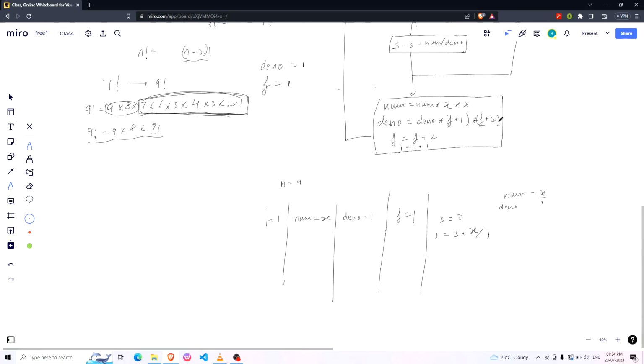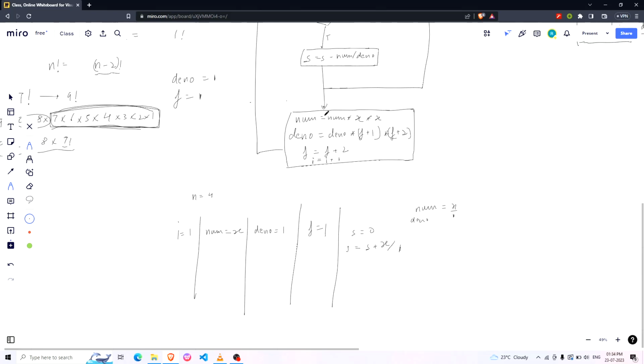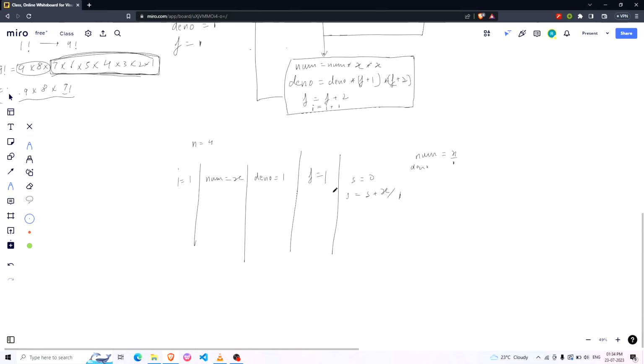And after that what we will do, after adding the answer we need to multiply numerator with x into x. So numerator will become x square, x cube after this, because we are multiplying x 2 times. And denominator, what will denominator become? F was 1 and denominator was also 1, so we are multiplying denominator with f plus 1 and f plus 2, so denominator was 1, so it will become 1 into f plus 1 into f plus 2. F plus 1 is 2 and f plus 2 is 3, so it will become 1 into 2 into 3 after this, which is 3 factorial.